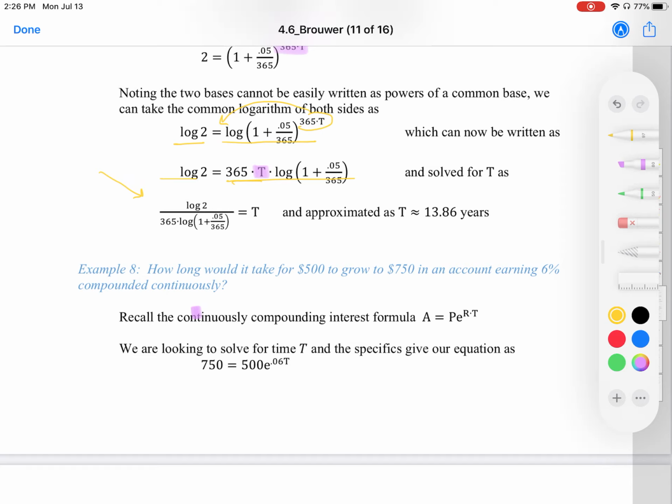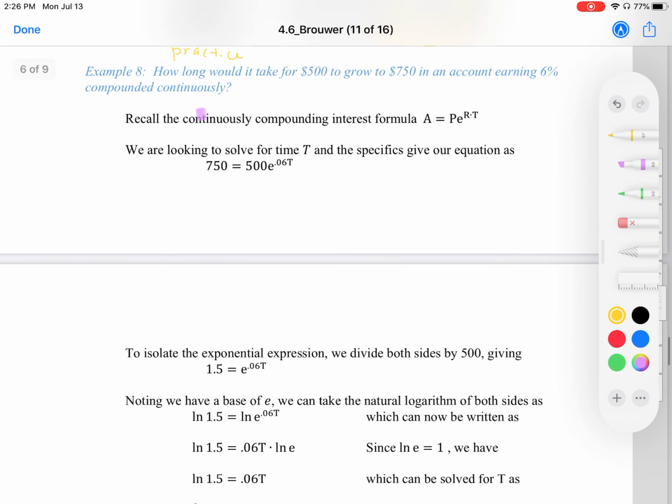All right, again, this is calculator work. Our answer should be 13.86. If I were you, I would take a moment, pause the video, and practice punching this in. And once I'm good, I would move forward. All right, moving on, example 8.